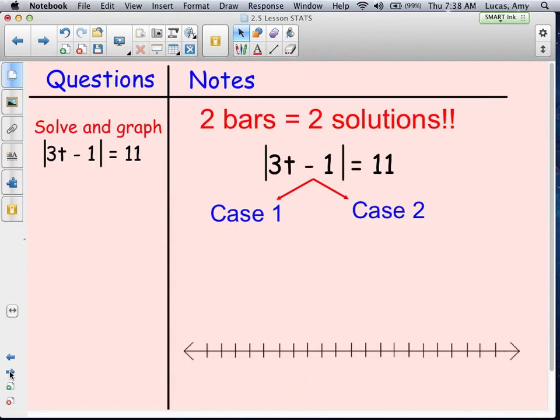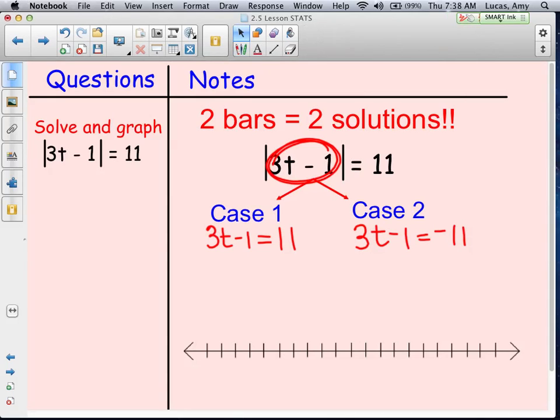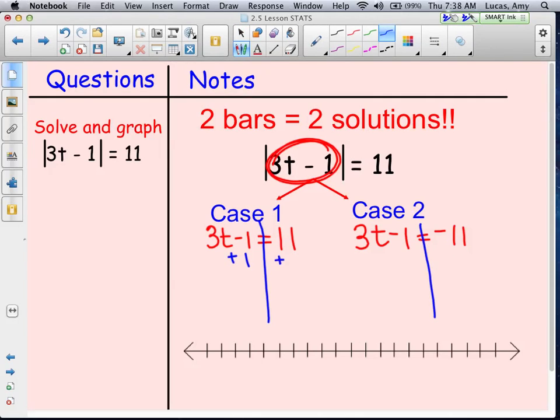Okay. Solve and graph on a number line. Well, it says 3t minus 1. That absolute value has to equal 11. So that means to me, the absolute value of 11 is 11, and the absolute value of negative 11 is also 11. So solve both of these, 2 steps, add 1 on both of them.